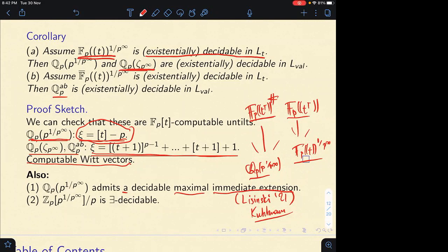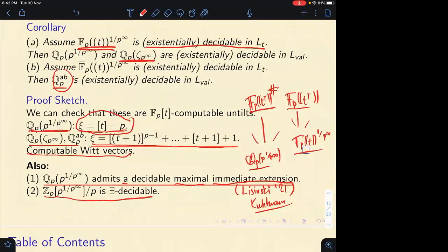So yeah, this is, as far as I know, the first decidability result for tame fields in mixed characteristic. You can also prove something similar for Q_p with p-power roots of unity, and also for Q_p^ab, but in the case of Q_p^ab, it's known. And in that case, there is a unique maximal immediate extension. Okay, so this is something you can do.